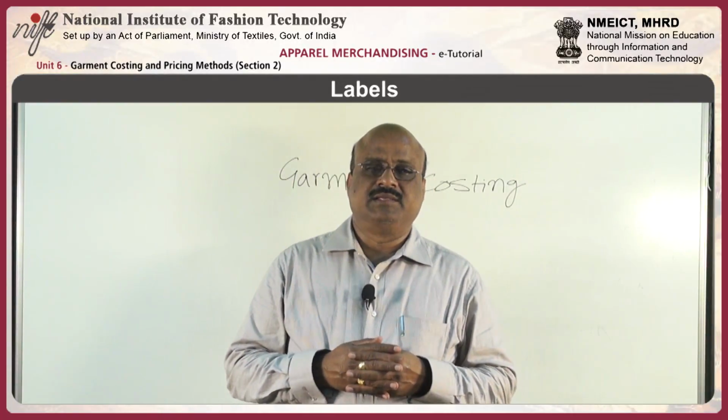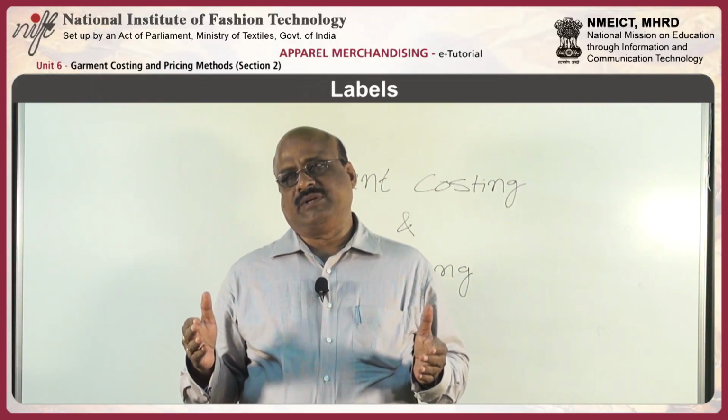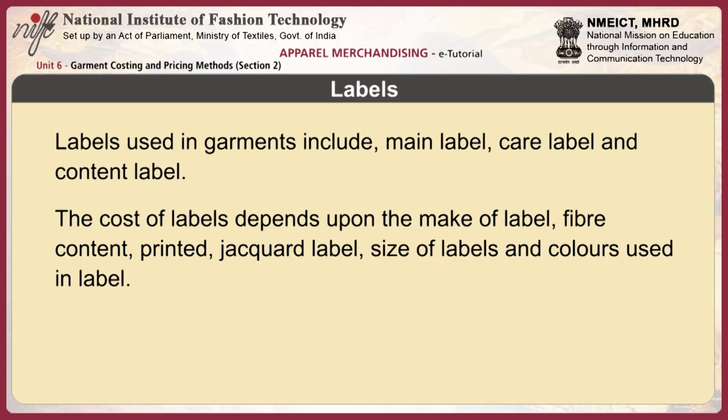Then the next aspect is labels. Several labels are used in the garment. When you go to a store and look at the garment, you see several labels attached to it. These labels can be like the main label, which gives the brand name and brand identity. It talks about the product, and there is also a label called the care label. The care label gives wash care instructions, and there can also be a size label, which indicates the size of the garment, and a content label, or the size and content label can also be combined.